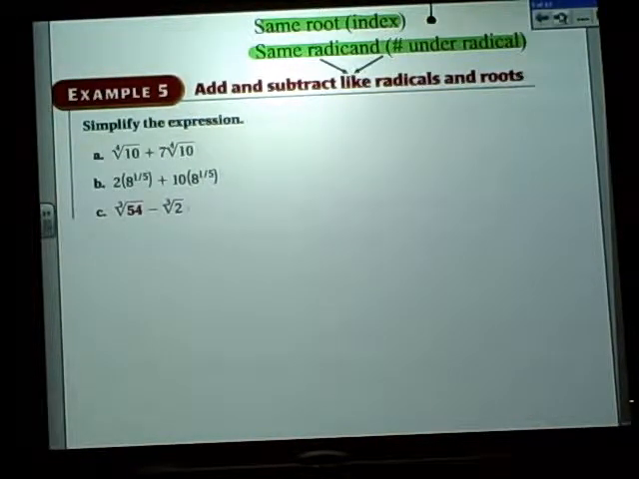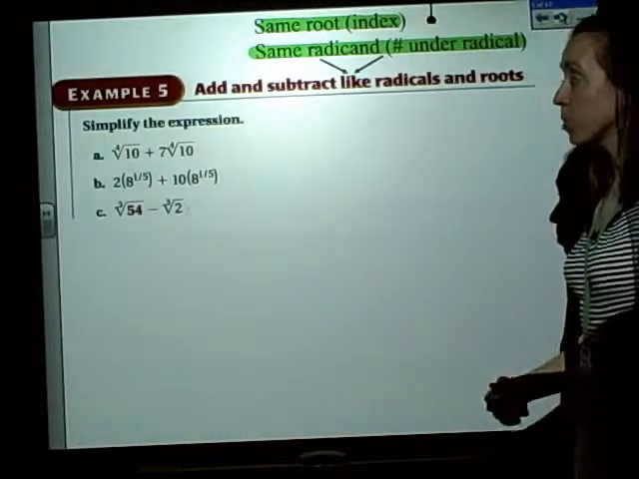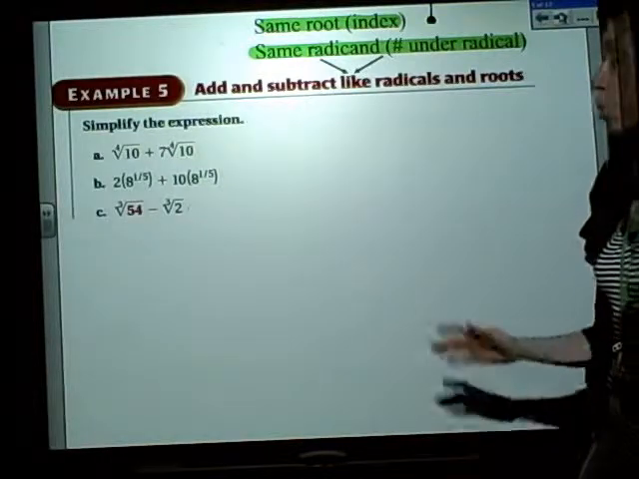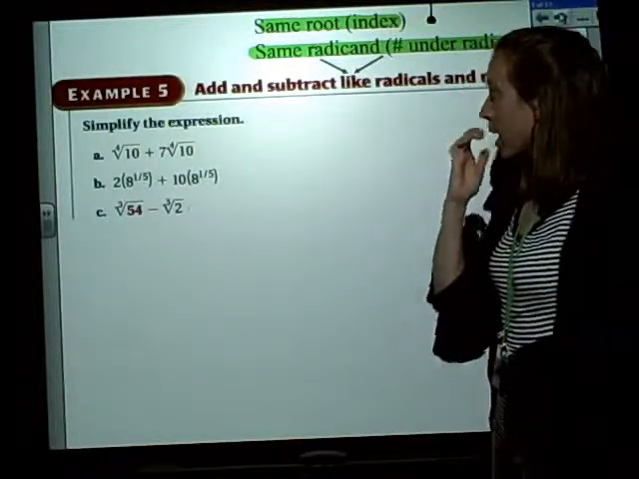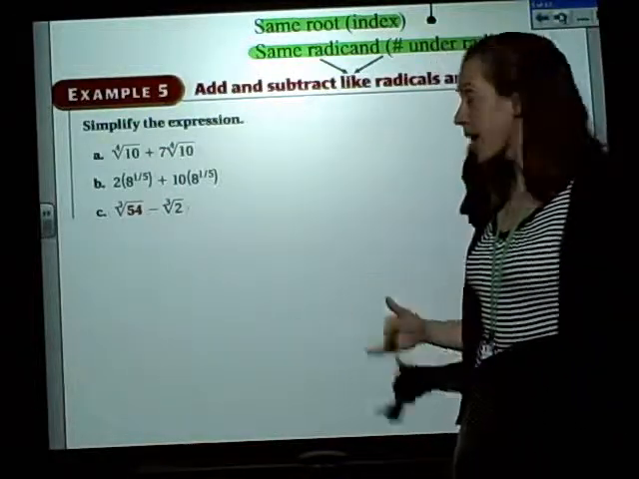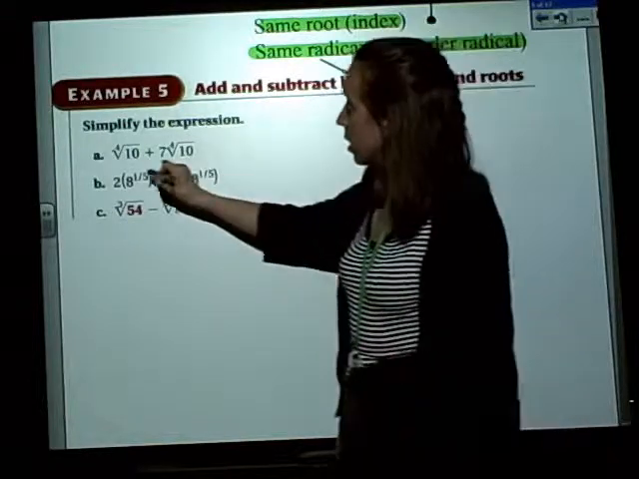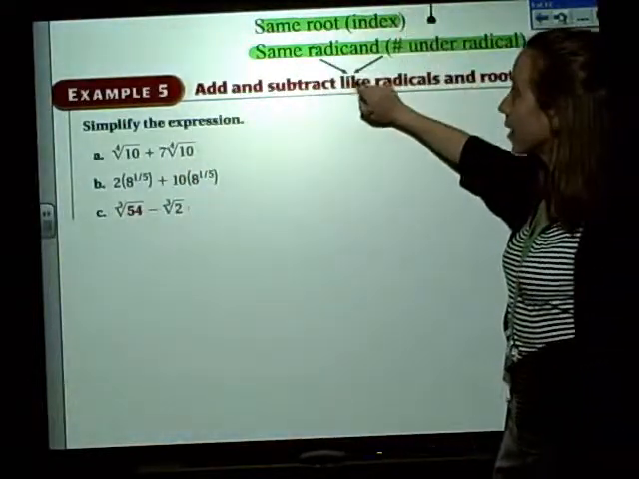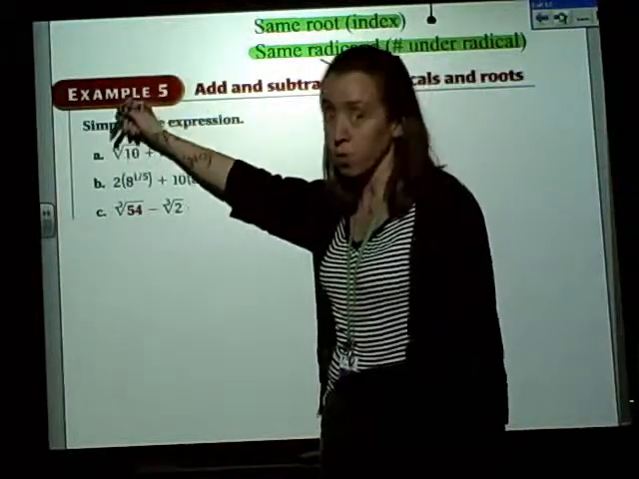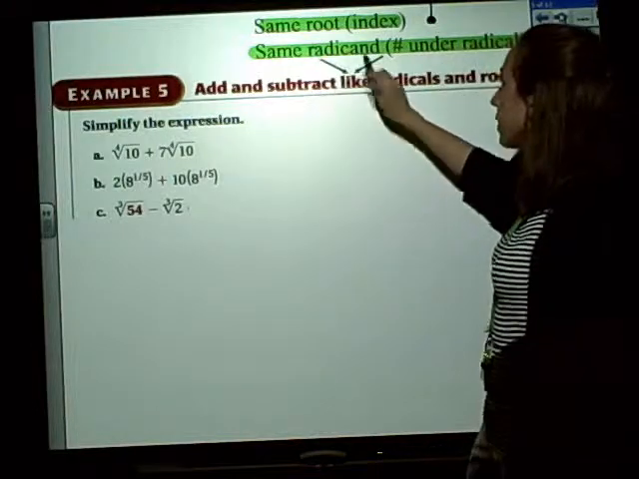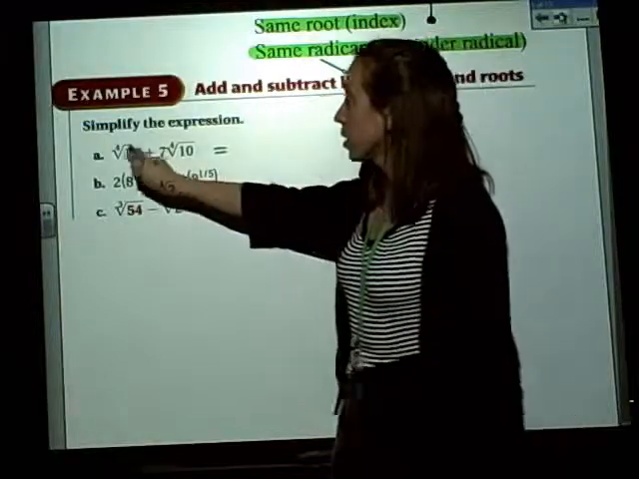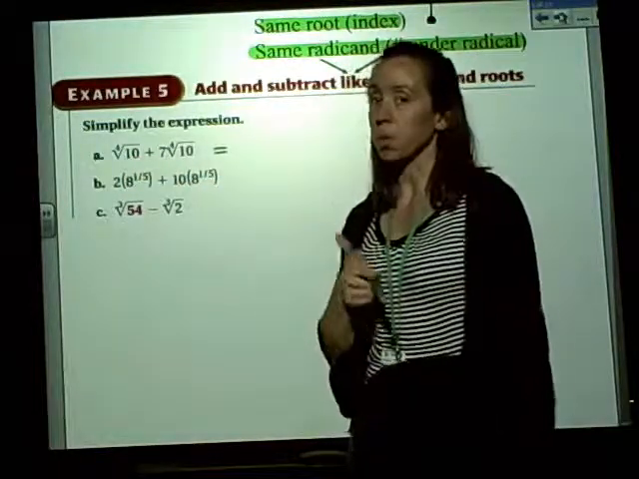When you guys are adding and subtracting like radicals and roots, you're going to treat them like variables. So when you multiply or divide with these radicals, you do actually worry about what's in there. Here we don't. We just want to make sure they match. So for part A, and notice my note here, it says like radicals mean they have the same root. We also call that the index, so they both have to be a fourth root or a fifth root. And the same radicand, the number under the radical. So for part A, we look and they are both fourth root of 10, so we're in business.